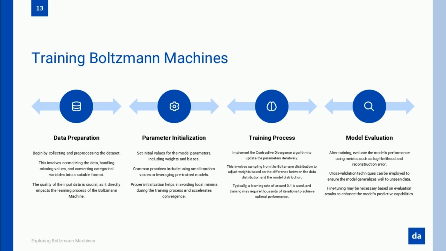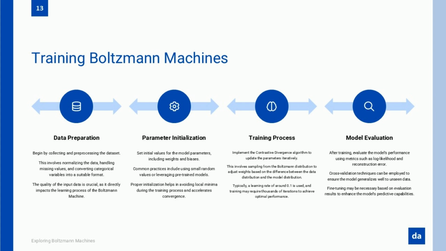Once the data is ready, the next step is defining the energy function, which is at the heart of how Boltzmann machines learn. The energy function determines how neurons interact and how likely certain configurations of neurons are to appear. By tweaking the weights of connections between neurons, the machine minimizes the energy of the system, allowing it to converge on patterns that best represent the data.